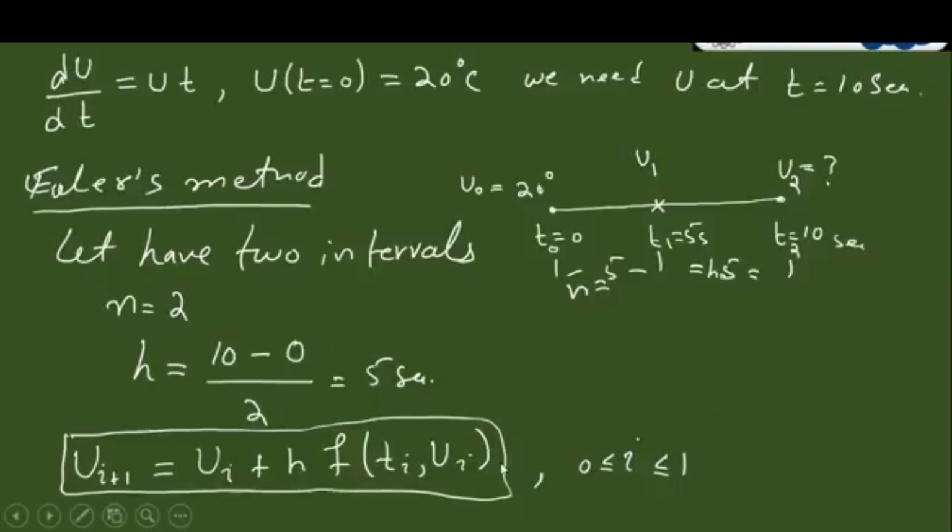So we know h is 5, a fixed quantity. So I have to write down this equation, Euler's formula, for each subscript. So for i equal to 0, but keep in mind that when I say i equals 0, I am referring to applying the Euler scheme at t naught equal to 0 and u naught equal to 20 degrees centigrade. Okay, so let's apply it then.